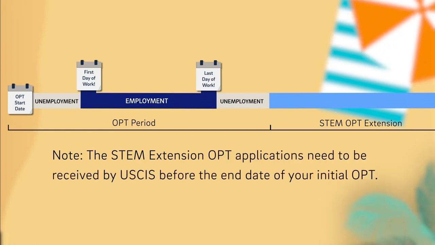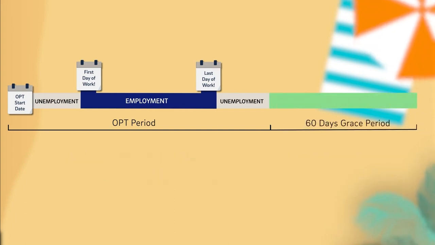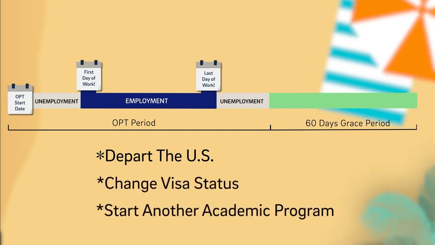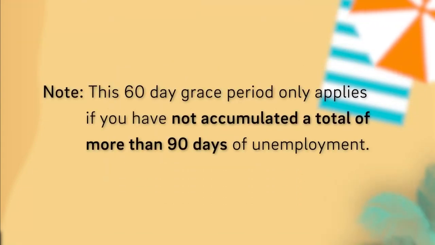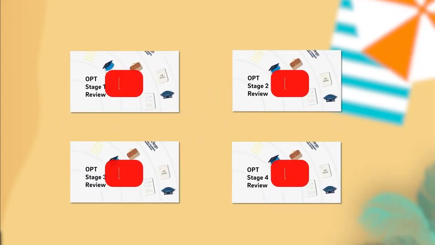If you're not eligible or do not apply for STEM OPT, you have a 60-day grace period after your last day of OPT to either depart the U.S., change visa status, or start another academic program in the U.S. This 60-day grace period only applies if you have not accumulated a total of more than 90 days of unemployment. For more information on any of these options, you can check out ISPO's website.